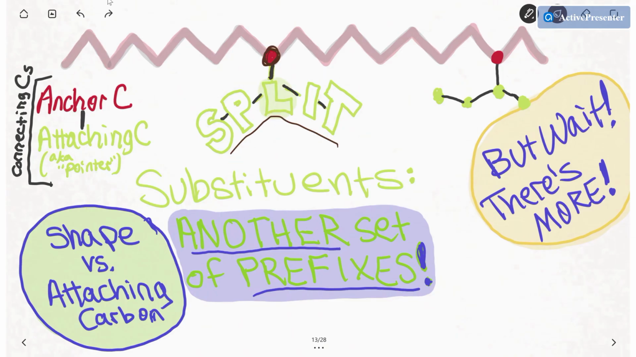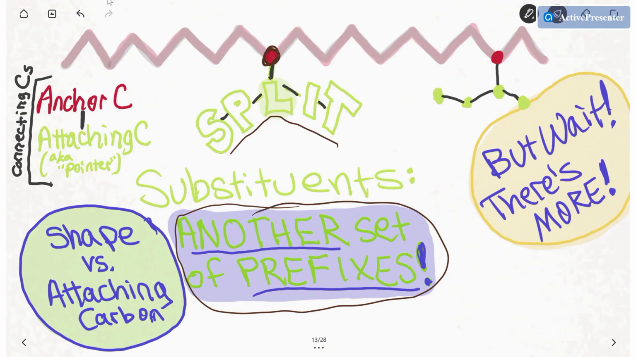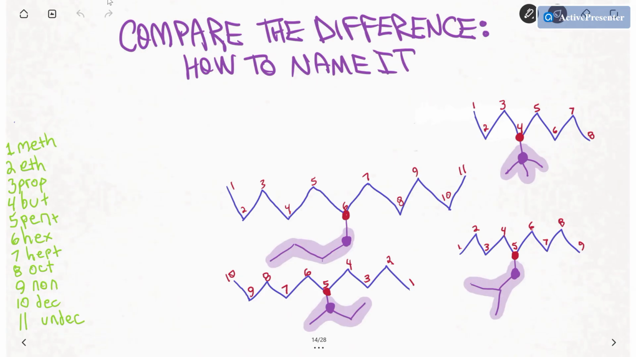So when we're counting and naming these substituents, there's a whole other set of prefixes that are going to go before all of the other prefixes that I just showed you. They're going to be based on either the shape of the substituent or the attaching carbon of that substituent, the one actually attaching directly to the parent chain. And these are going to be the two qualities that will determine the other prefixes that we use and how we use them. So this is nothing new. We've done these before as examples, but let's compare these and figure out the different ways to name them.